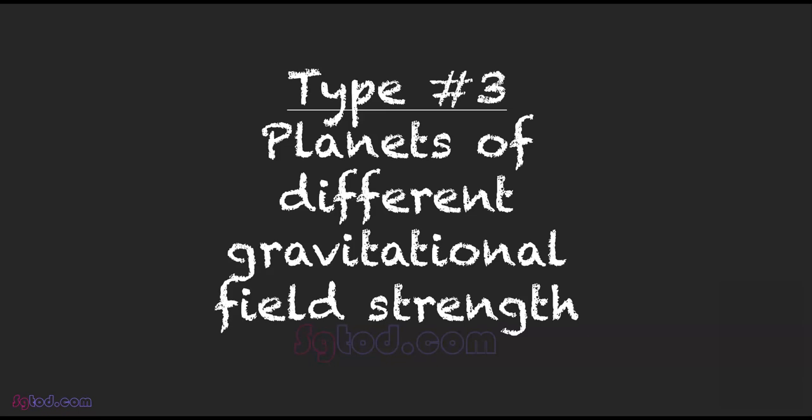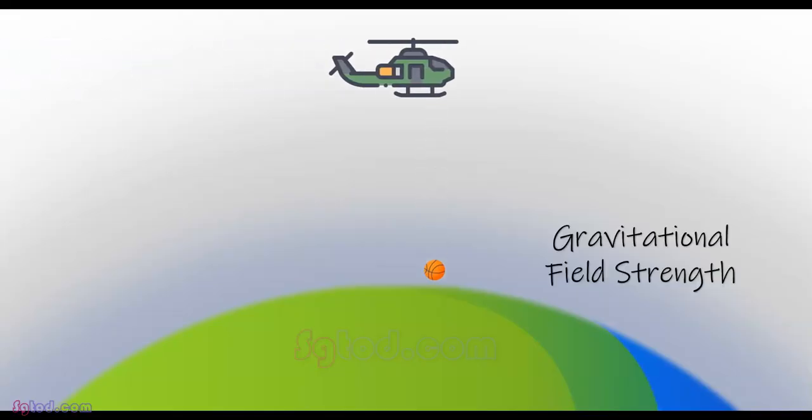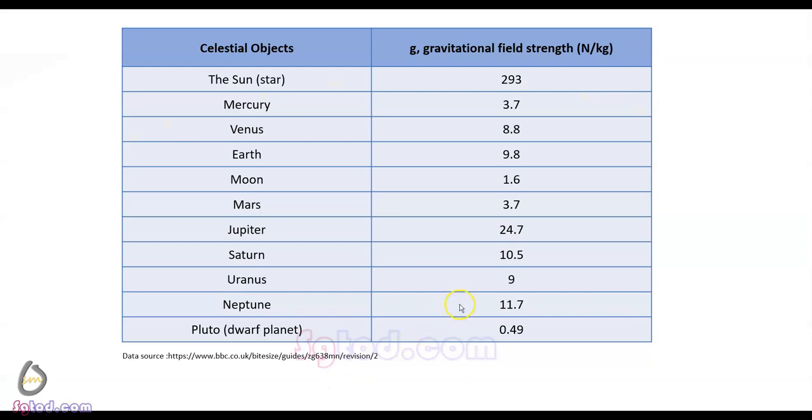The third type of exam questions on falling objects will test your knowledge about whether the object will fall faster or slower when it is placed in a planet with a stronger or weaker gravitational field strength. You see, objects fall to the ground because of the gravitational pull of a planet. Yet planets have differing gravitational field strength. For instance, the gravitational field strength of Earth is 6 times stronger than that of the Moon.